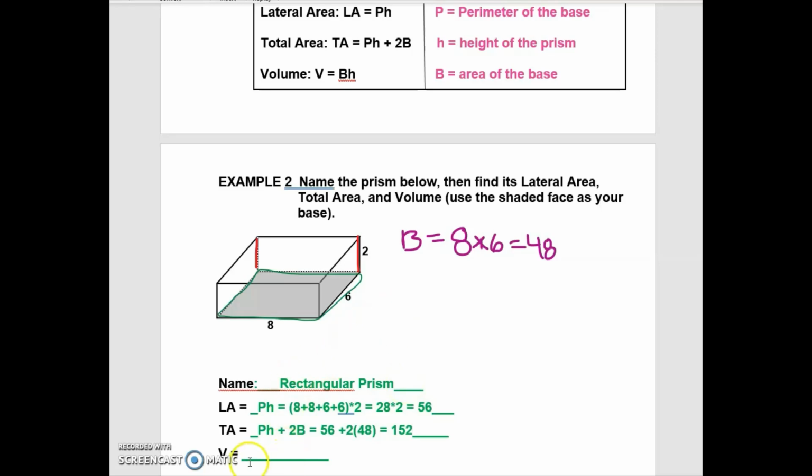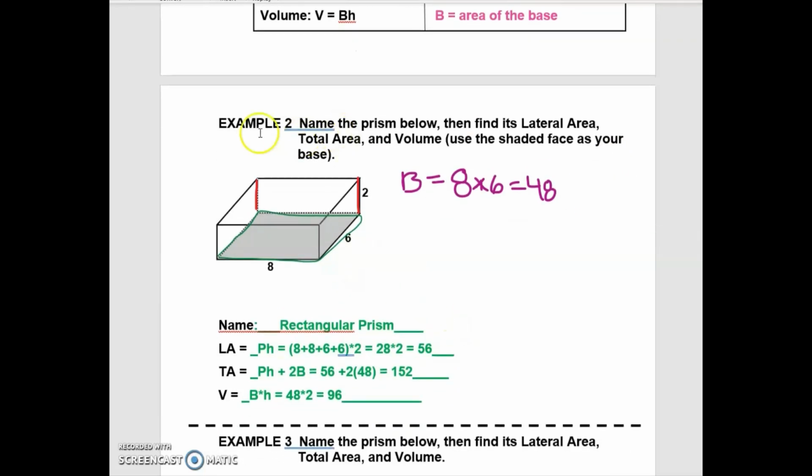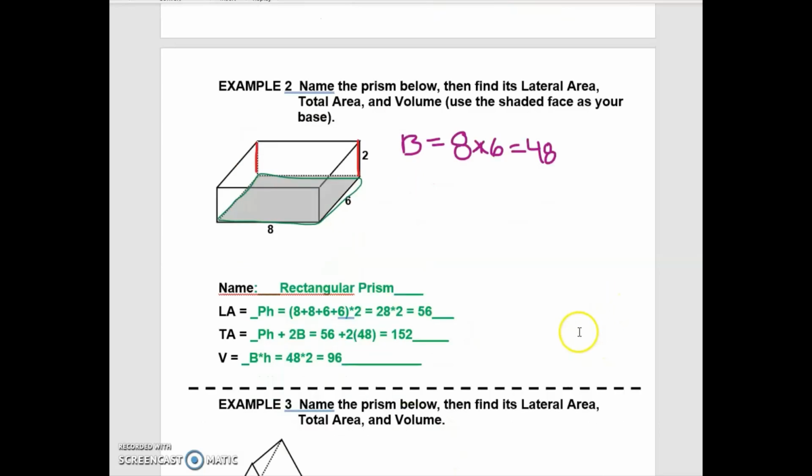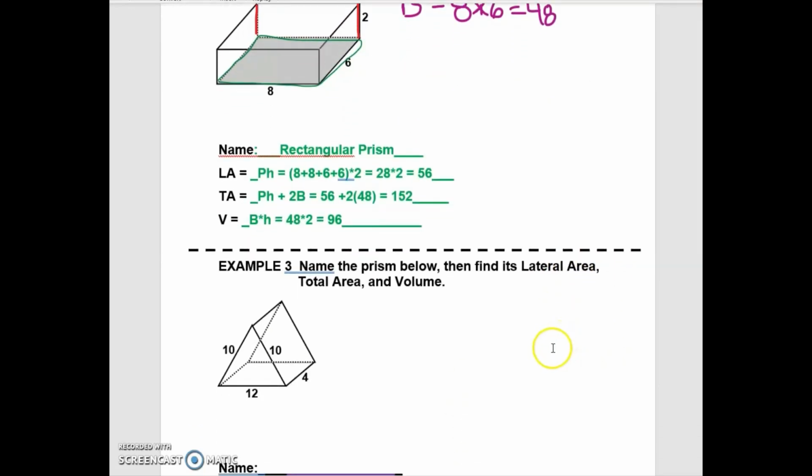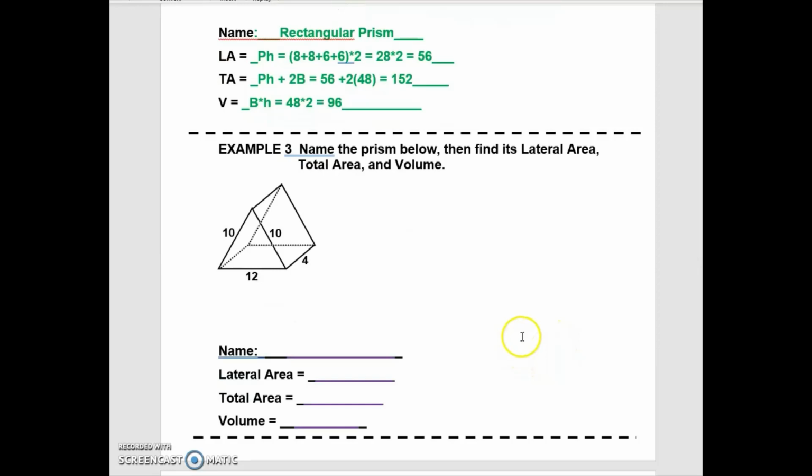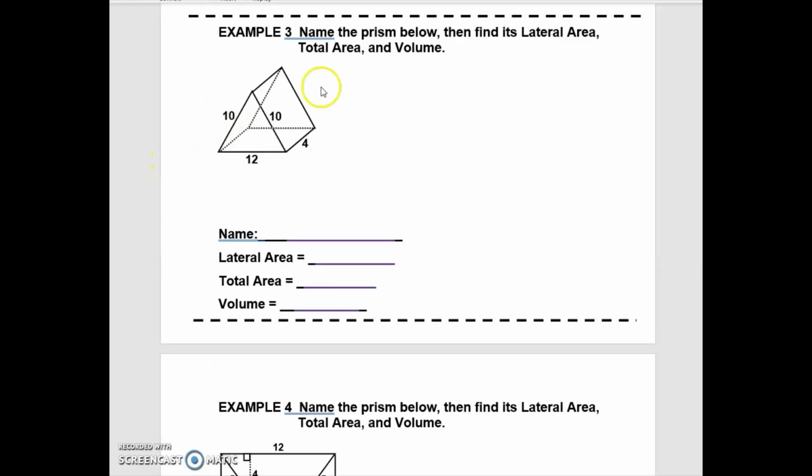Our volume is capital B times height. Well, we found capital B, it's right here, it's 48, times our height, which we already said earlier was 2. So 48 times 2 is 96. Yay! And we're all done with example 2. Guys, please feel free to pause, fast forward, and ask questions on the Google Classroom in case you're not.